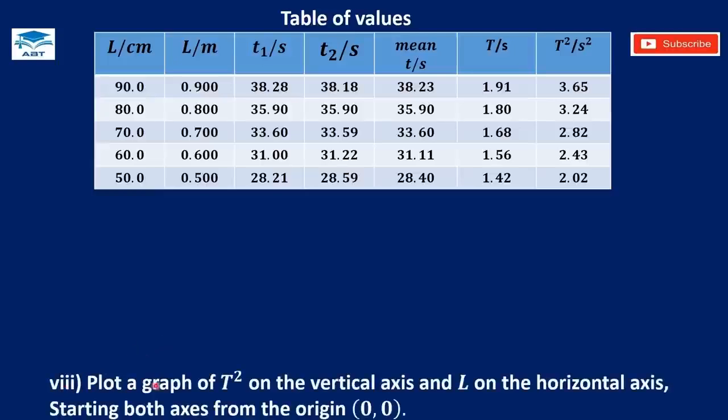And we are going to plot a graph of T squared on the vertical axis and L on the horizontal axis, starting both axes from the origin.